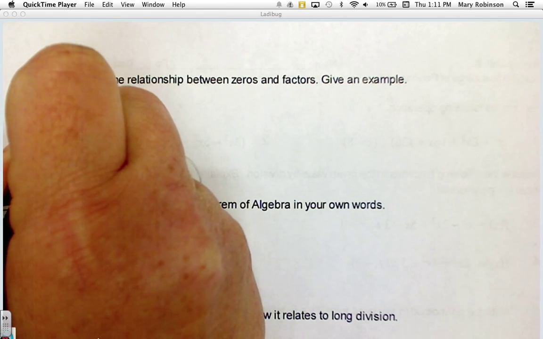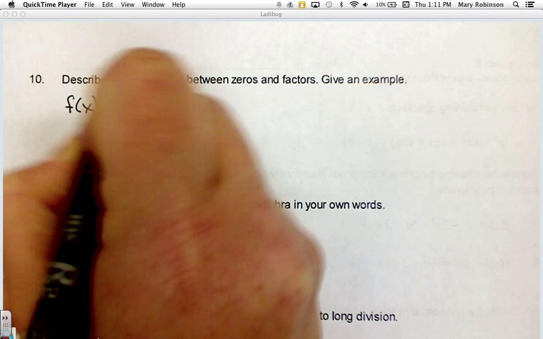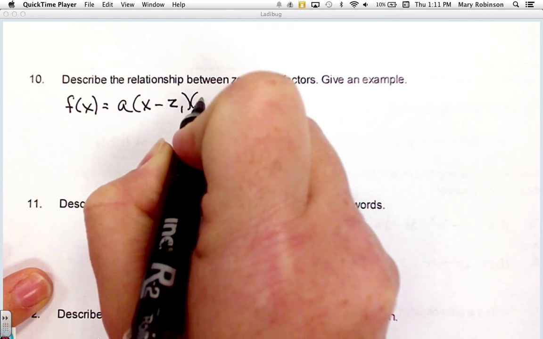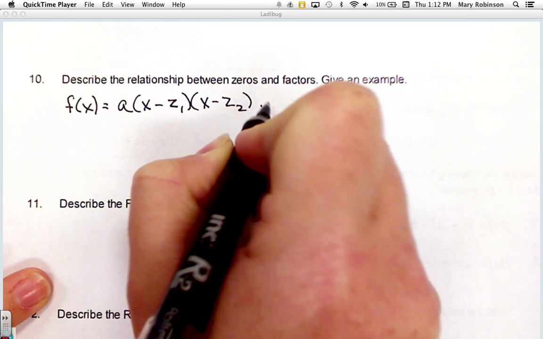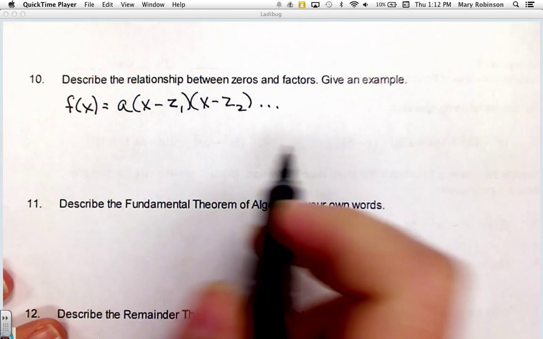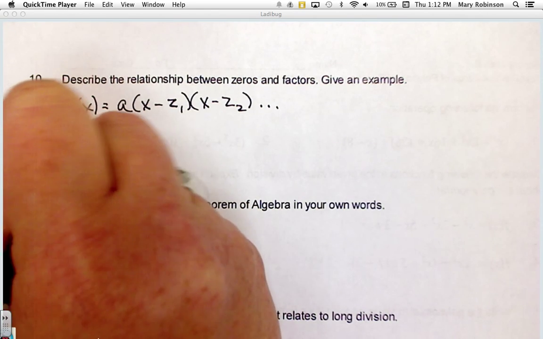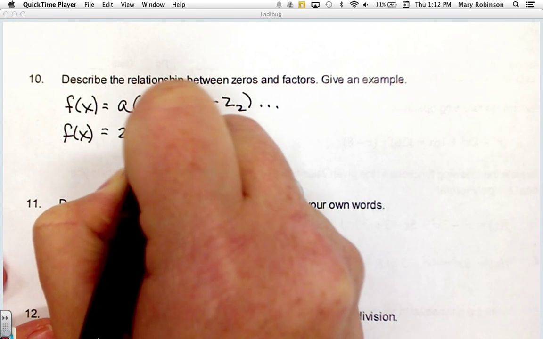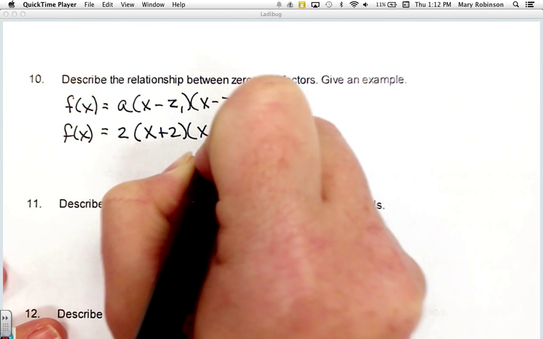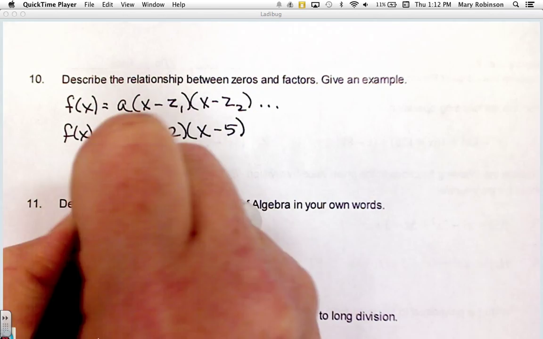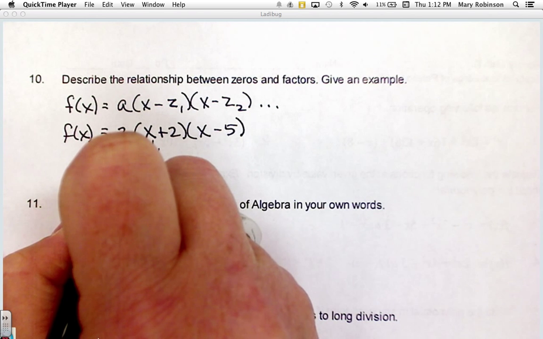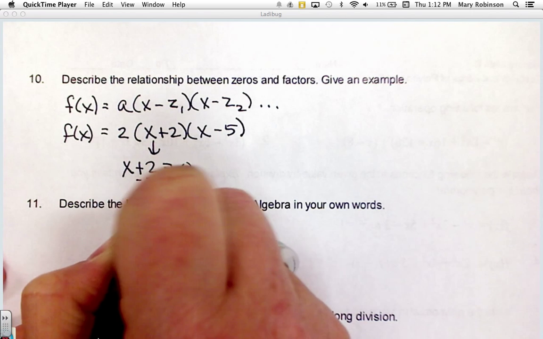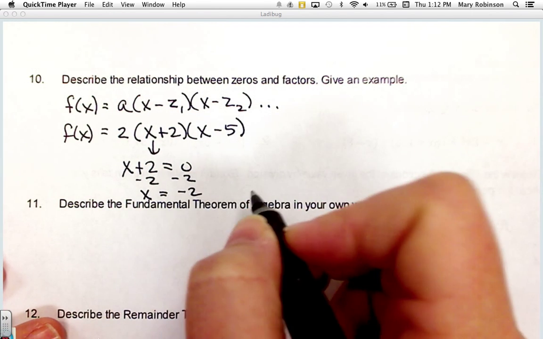So recall that a polynomial is of the form f of x equals a times the quantity x minus your first zero, your second zero, and so on. So the relationship shows if, for example, we had the function f of x equals 2 times the quantity x plus 2 times x minus 5, then by setting the factors equal to 0 and solving, we could get the actual 0 of the polynomial, meaning the x-intercept.